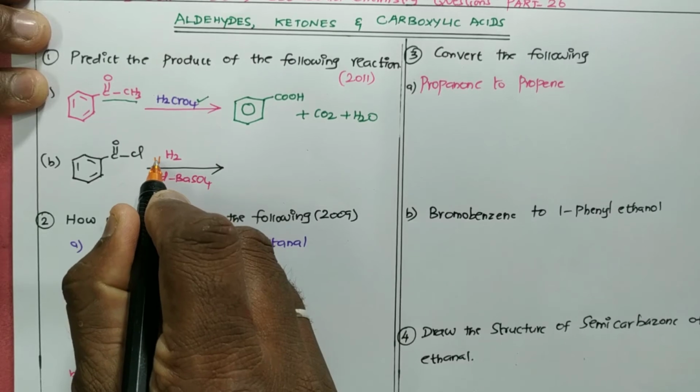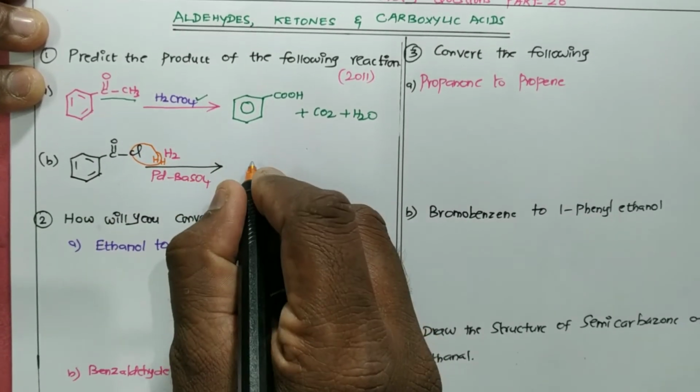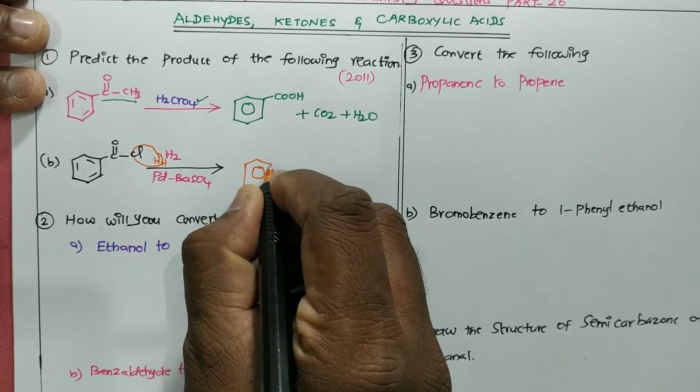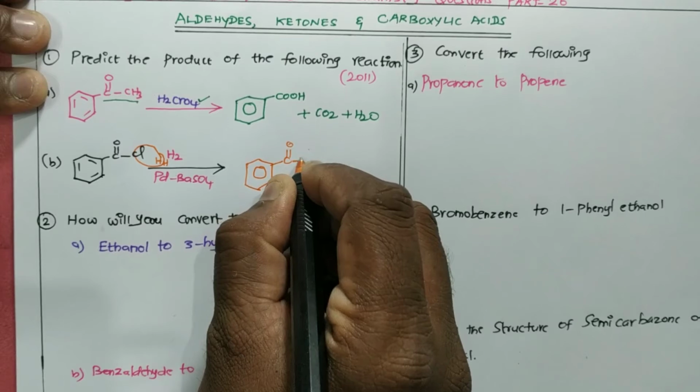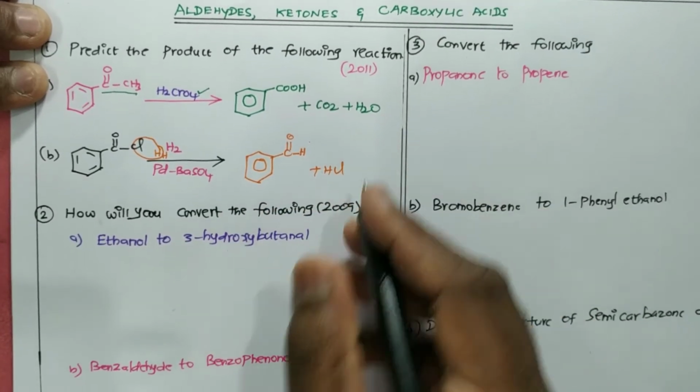If I write this hydrogen as H, H, this will leave as HCl, and I will be getting a product like this. Okay. So here I will be getting C double bond O, H, along with HCl as a product.